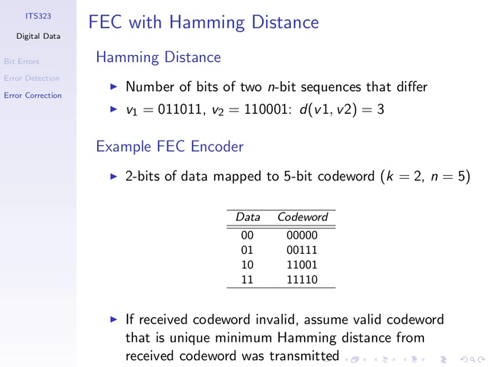Let's try another case. Here we assumed no errors. Now let's assume there's 1 bit in error. Let's assume we transmit these 5 bits. One of them is in error, and let's say it's the 3rd bit.